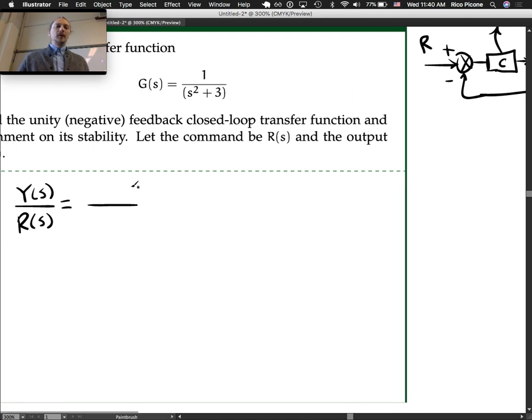It's the forward loop stuff, so it would be GC, but in this case, C is 1. So we have G over 1 plus CG. So 1 plus G. So let's go ahead and just plug that in. Plug in our G. So we have 1 over S squared plus 3 divided by 1 plus 1 over S squared plus 3.